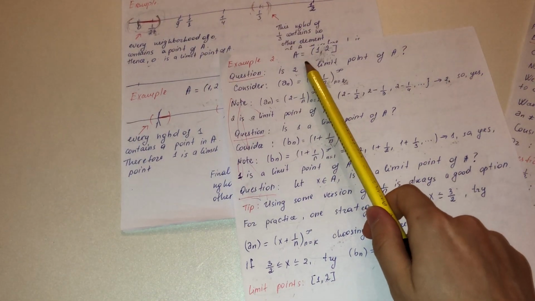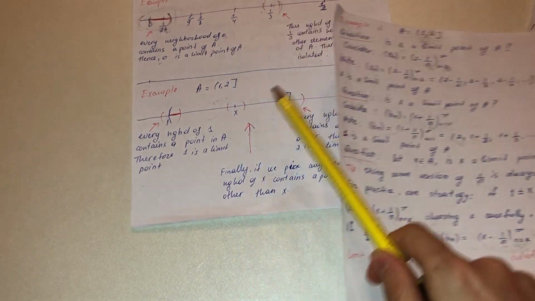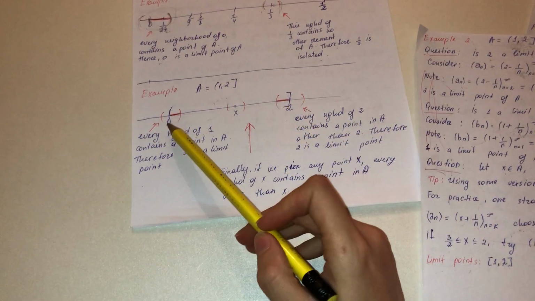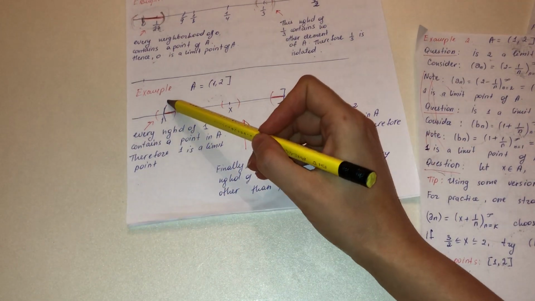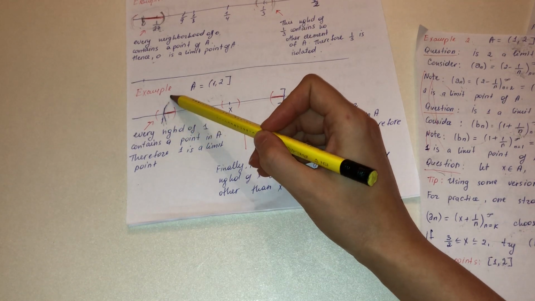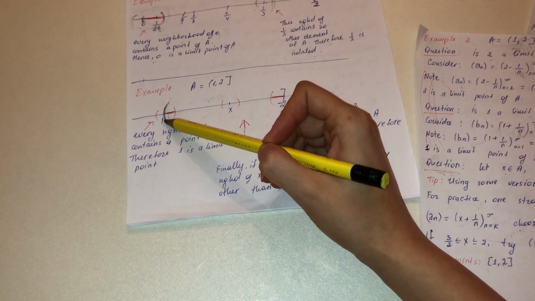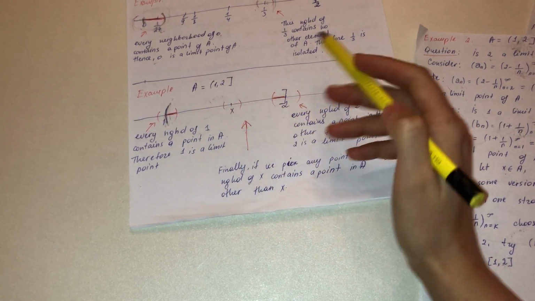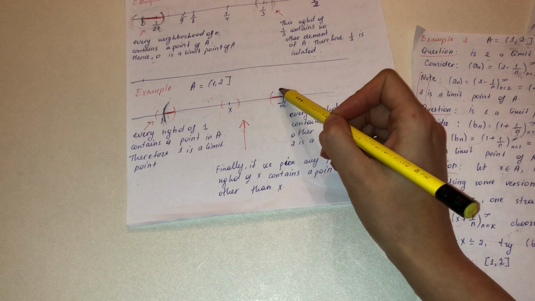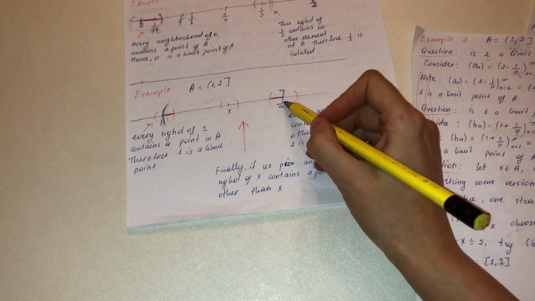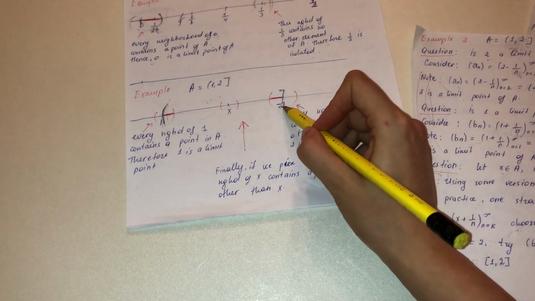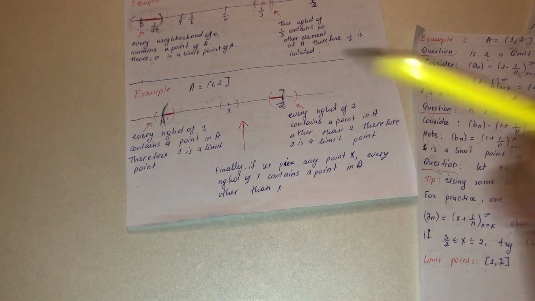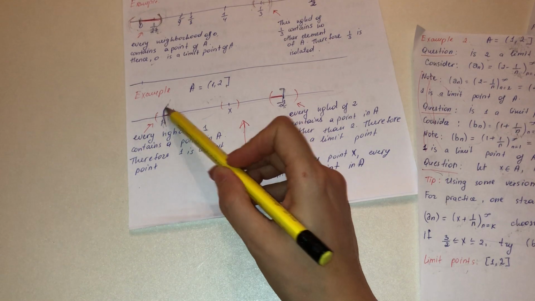This is the solution of this example. Here, this is our line. It starts with 1. As you see, this is open. It starts with an open brace. 1 is not included in our set. And it ends with this closed brace, and 2 is from this set, as you see. So this is a neighborhood.